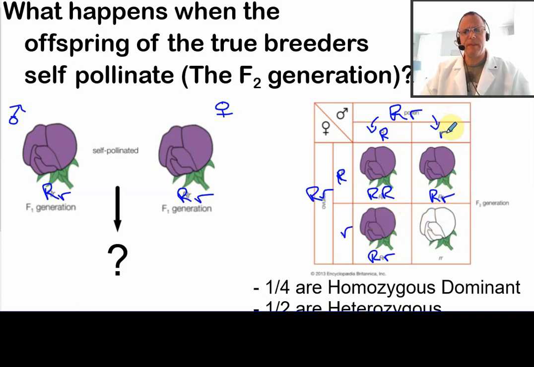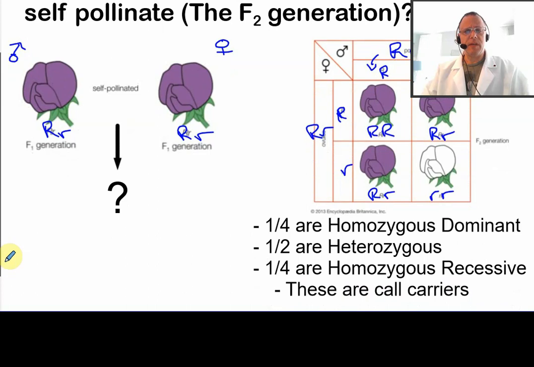But what happens if this pollen grain meets that ovary? Little r, little r. Homozygous recessive. And now the white returned. Hmm. Let's look at the math because Mendel was big on math.